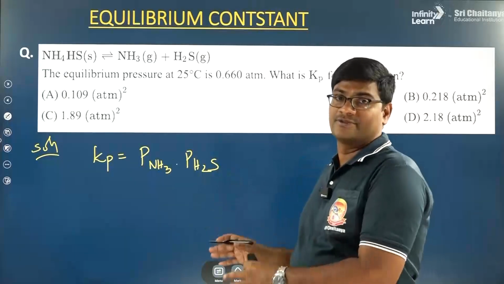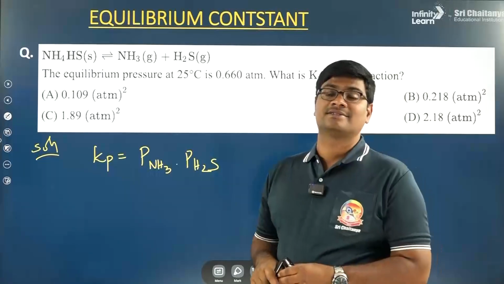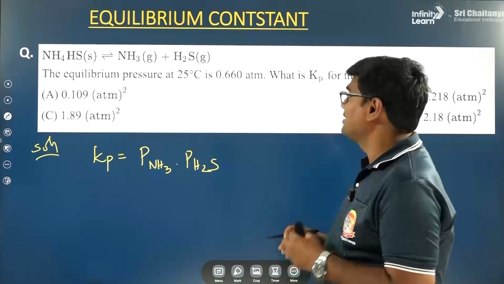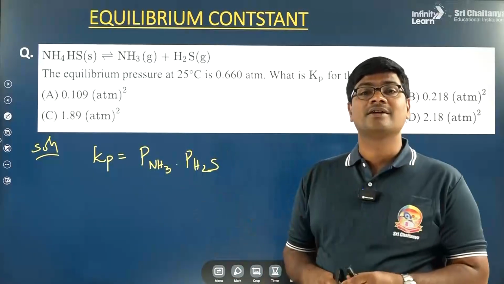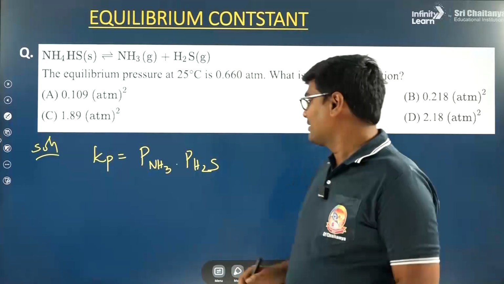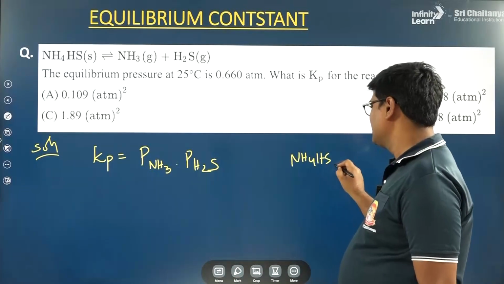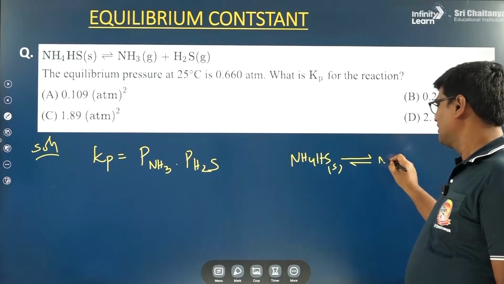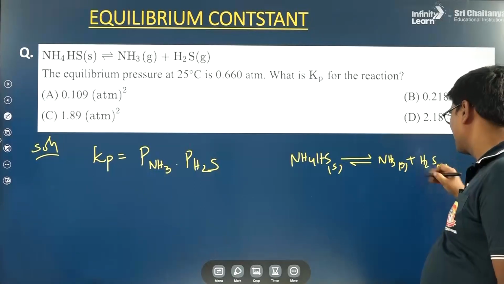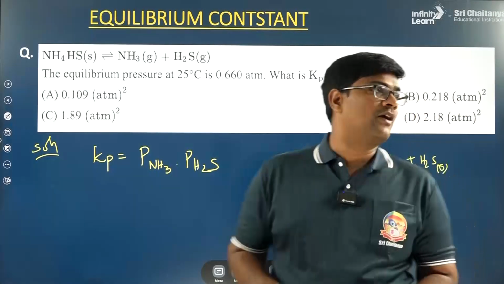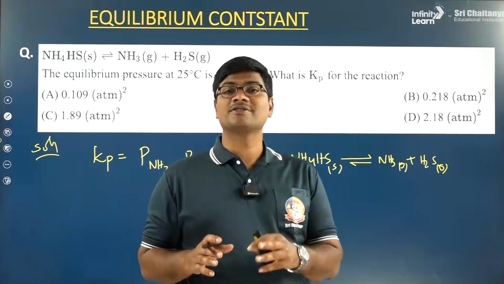So after writing this, what to do? Look at the question. The equilibrium pressure is 0.660 atmospheres. Then what is the Kp for the reaction? This looks a little tricky. They have given the total pressure at the equilibrium. One thing that we know is that in this equilibrium, if 1 mole of ammonia is formed, obviously 1 mole of H2S is formed.